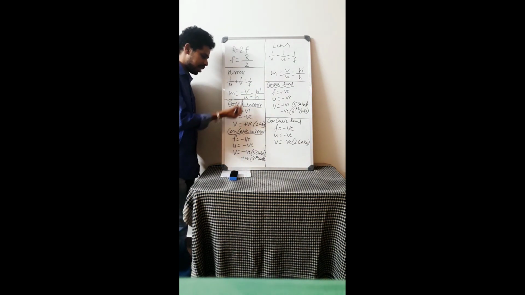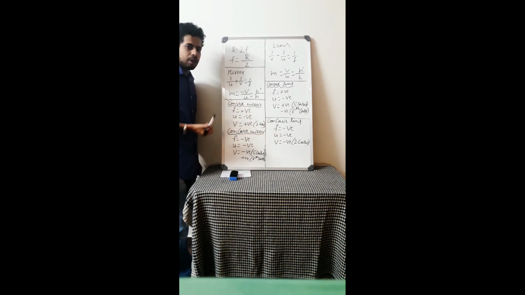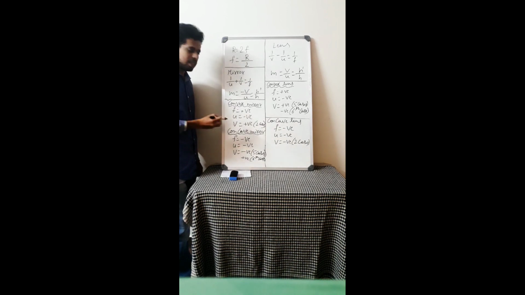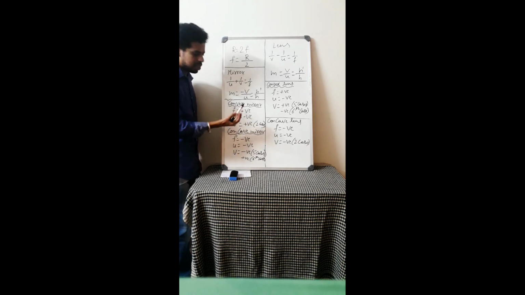For a convex mirror, the focal length will be positive. Object distance is negative because the object is always kept on the left side. For the image, there are two cases. In both cases, the image will be formed behind the mirror, so it is positive in both cases. You have to remember this for the convex mirror.